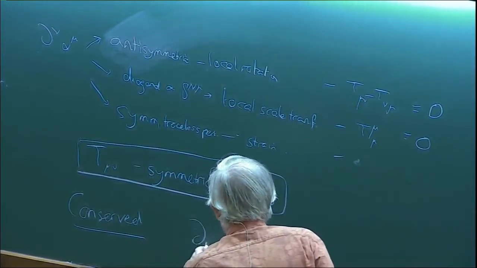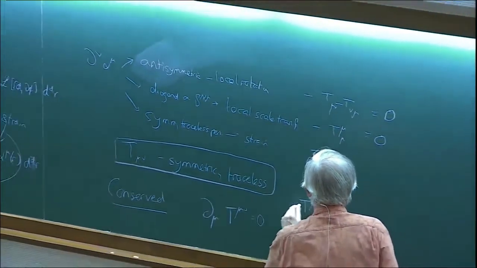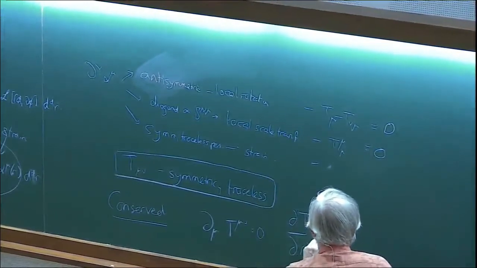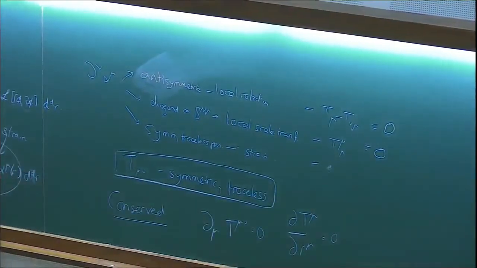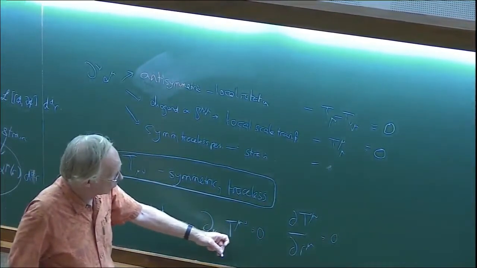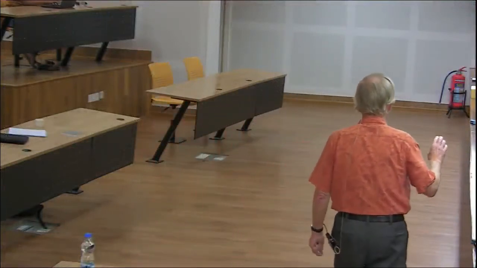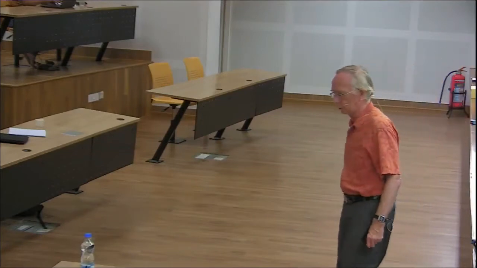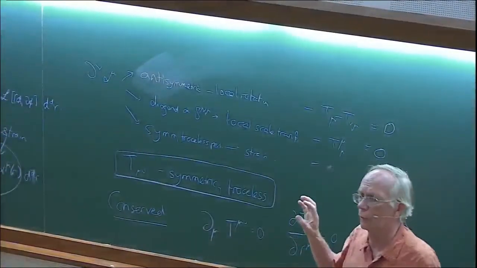That is, d mu of T mu nu equals zero, or writing it out explicitly, d by dr nu of T mu nu equals zero. So this corresponds to the fact, for those of you who understand it, that this is a symmetry. Whenever you have a symmetry in a field theory, there is something called Noether's theorem, which says that there is a conserved current. This is the conserved current corresponding to these kinds of symmetries. But I will make an argument later, in any case, that this has to be true.